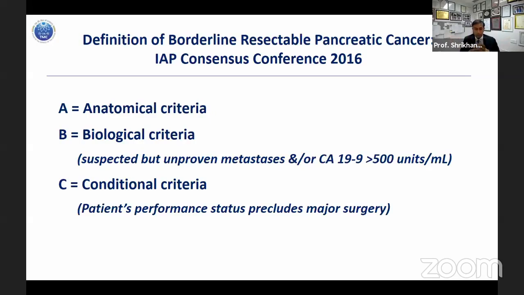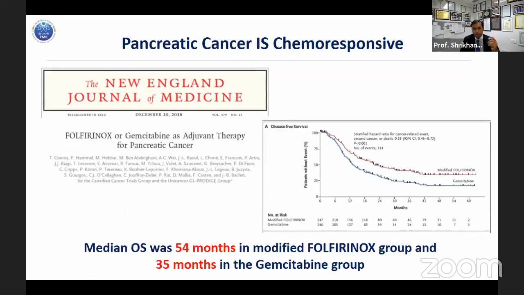So don't look only at radiology and anatomy, don't look only at biology, don't look only at the patient, look at everything put together, and that constitutes borderline resectable pancreatic cancer for an individual patient. For example, good anatomy criteria, but bad biology and bad conditions is perhaps not even borderline resectable. It is advanced pancreatic cancer and surgery may not be an option at all.